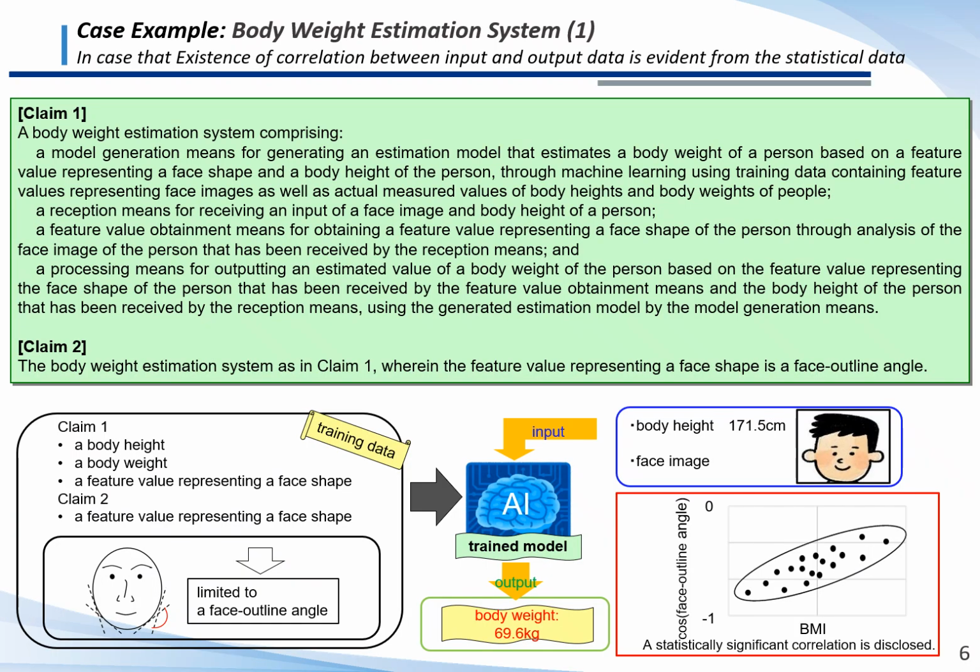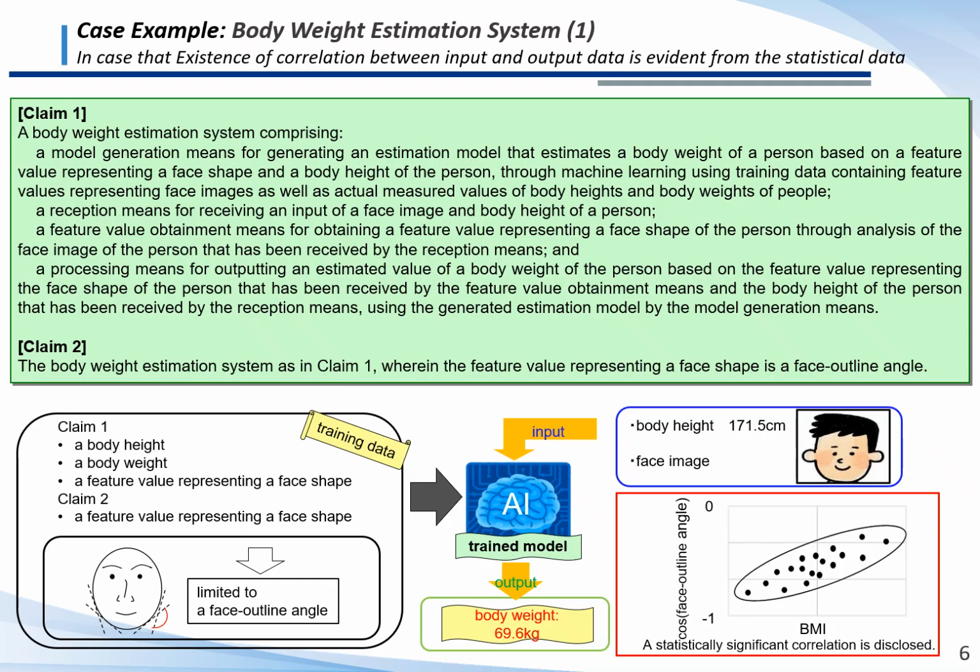Here, from among various case examples, we will introduce the case of a body weight estimation system. First, we will explain the body weight estimation system as defined in Claim 1. According to Claim 1, feature values representing face images as well as actual measured values of the body height and the body weight of people are used as training data.